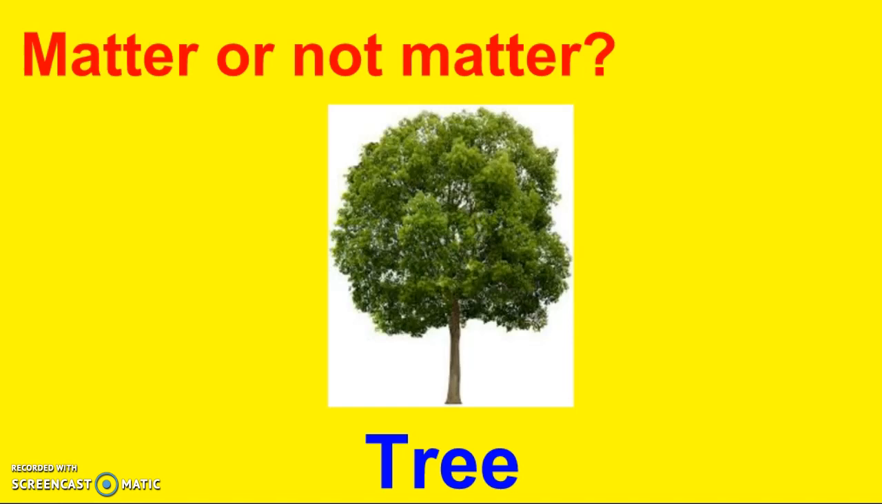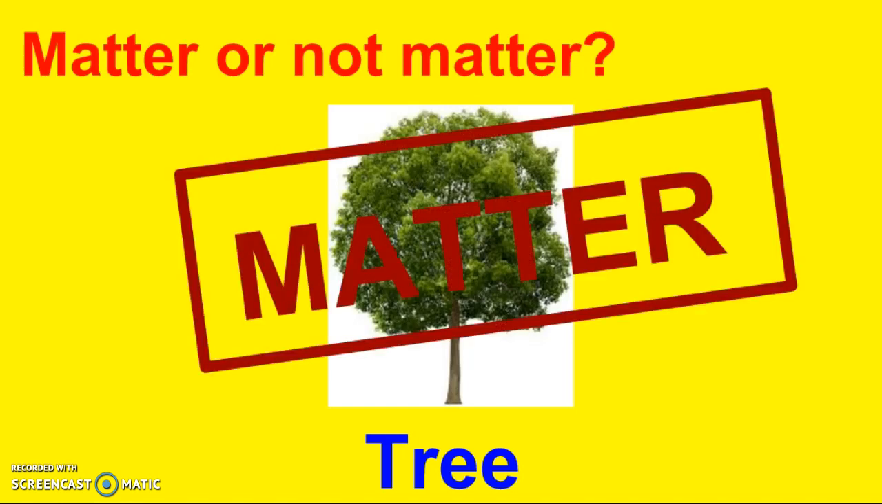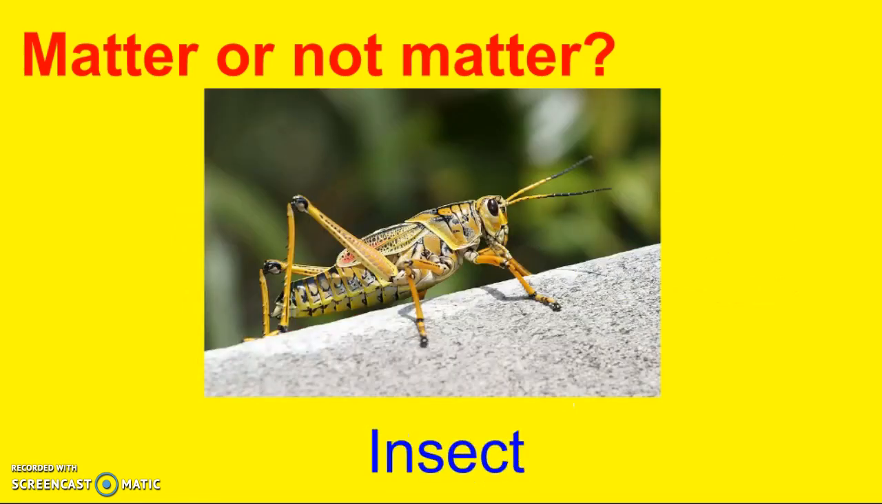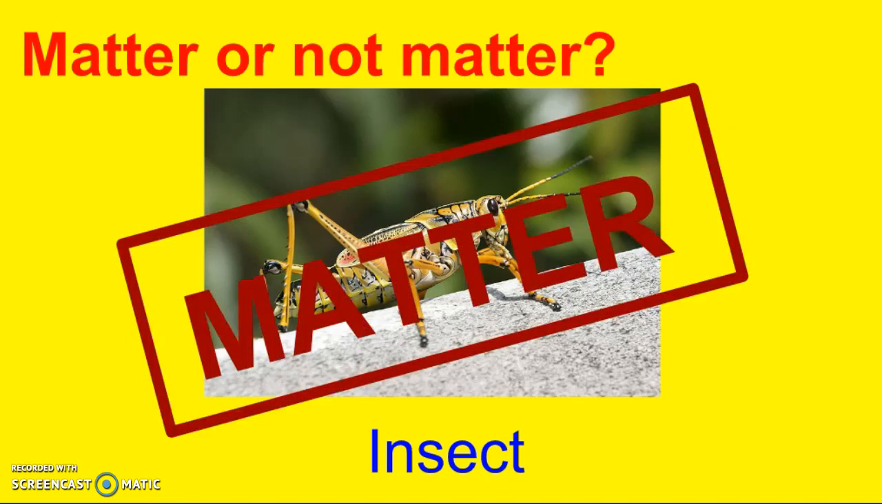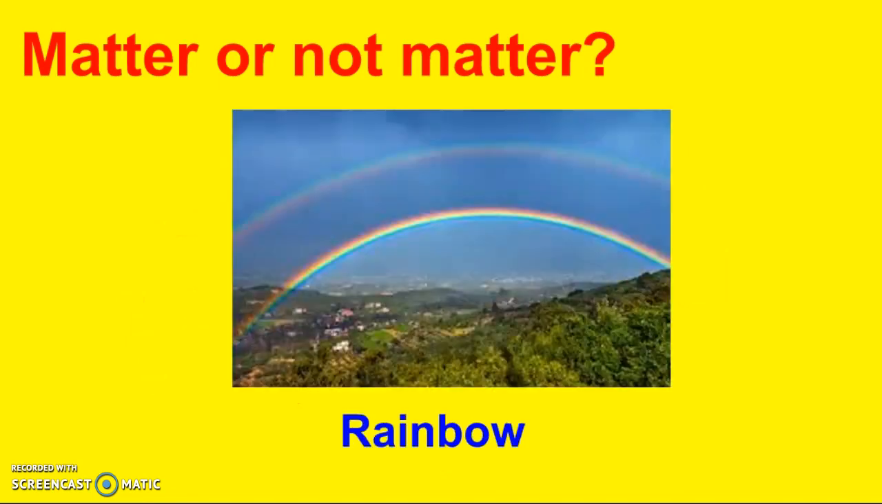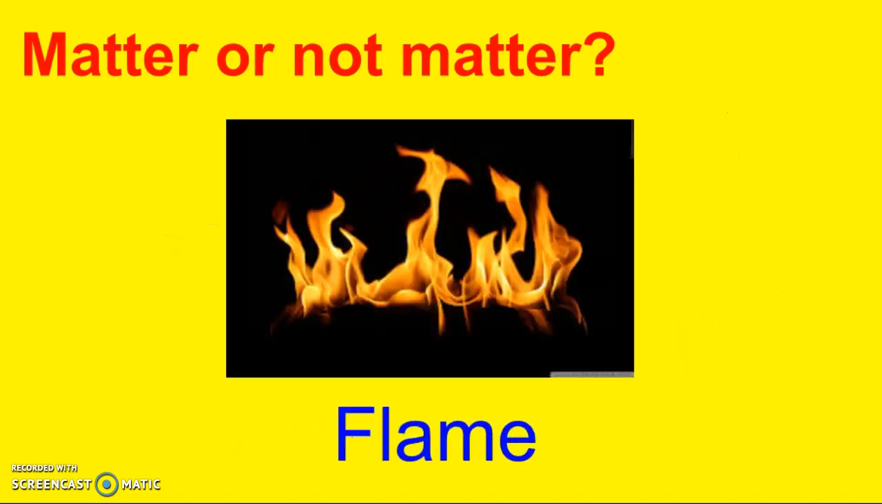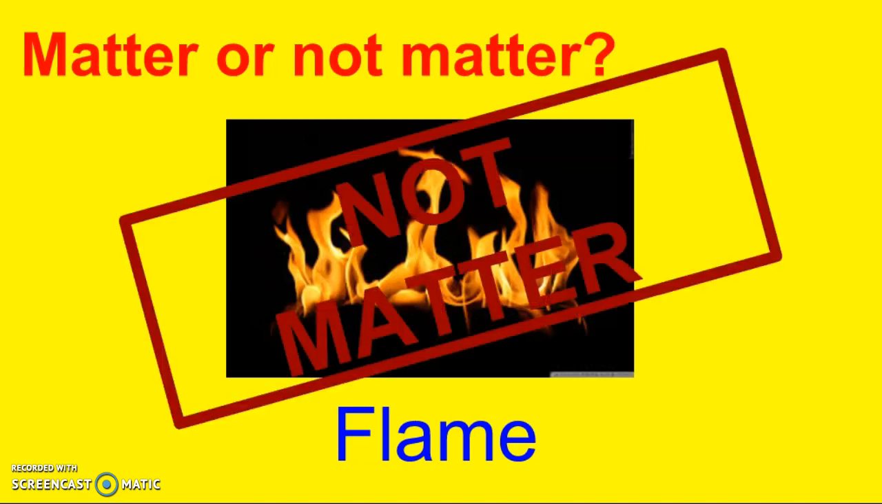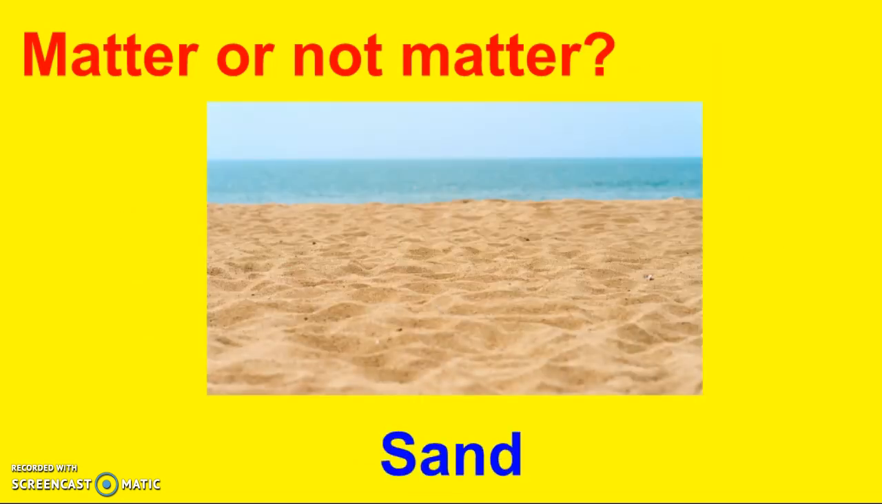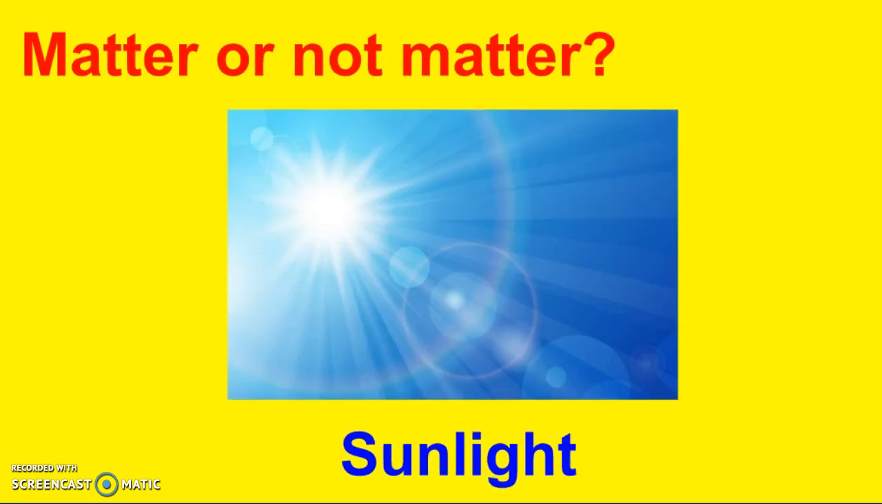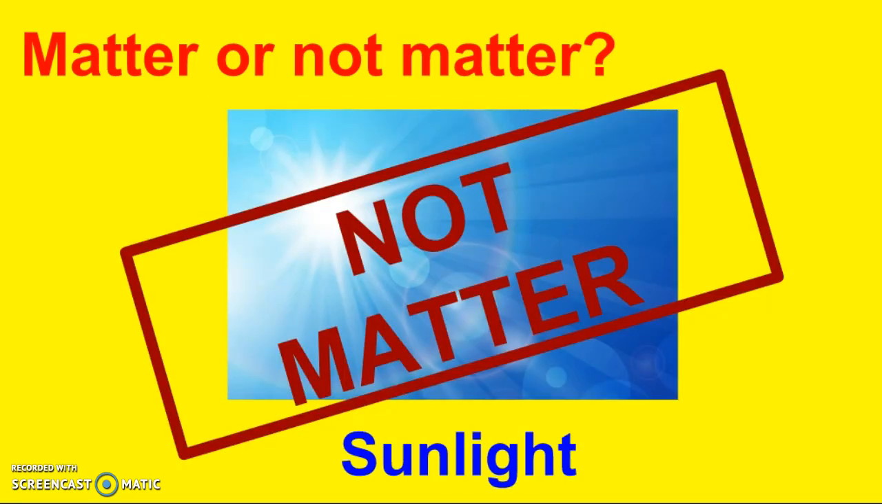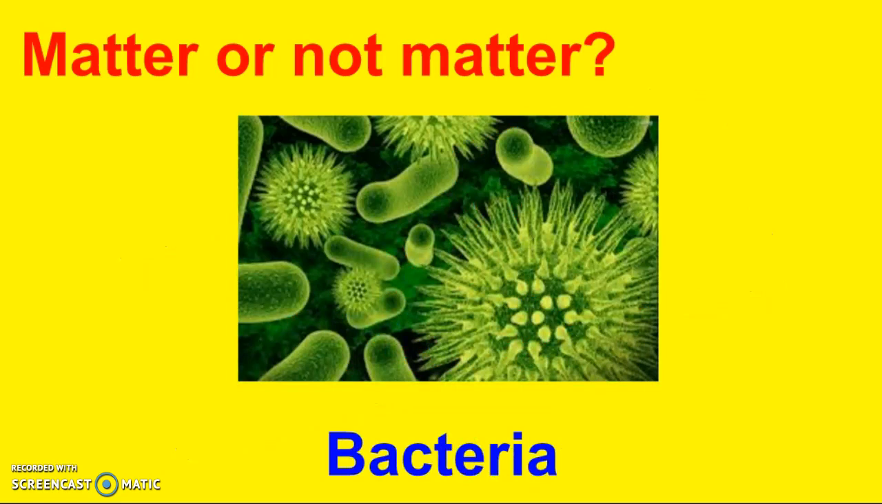So tree, is it matter or is it not matter? Tree is in fact matter. Insect, matter. What about a rainbow? Rainbow is not matter. Flame, so a flame on a campfire or a candle, not matter. Sand, matter. Sunlight, not matter.